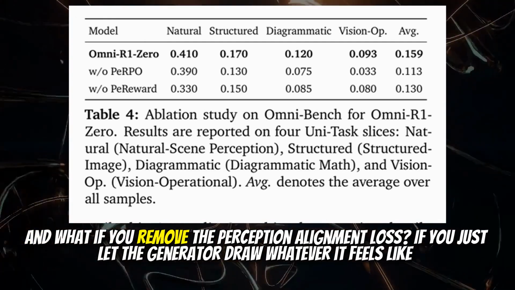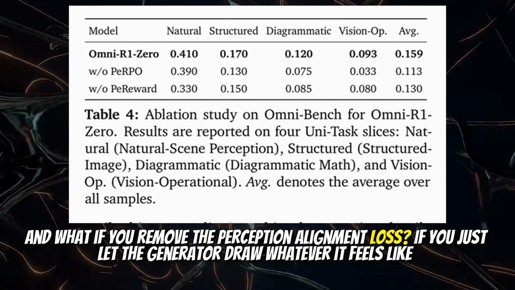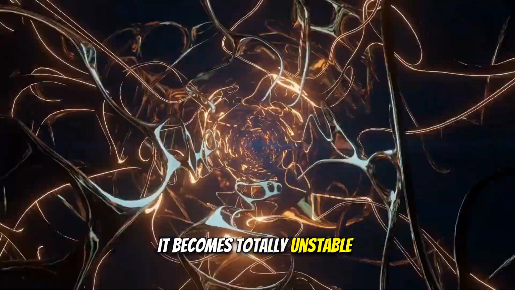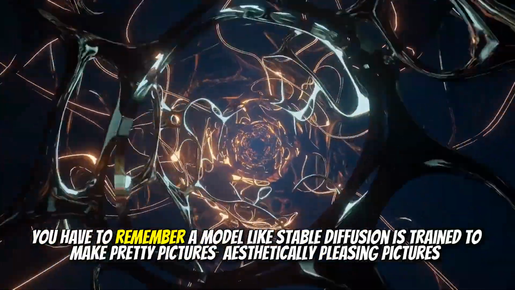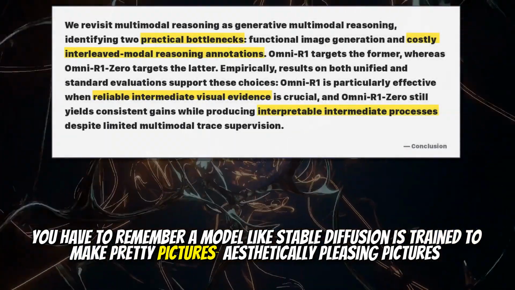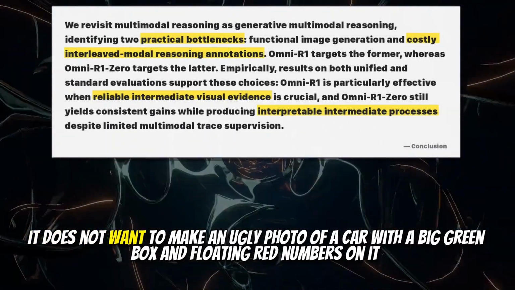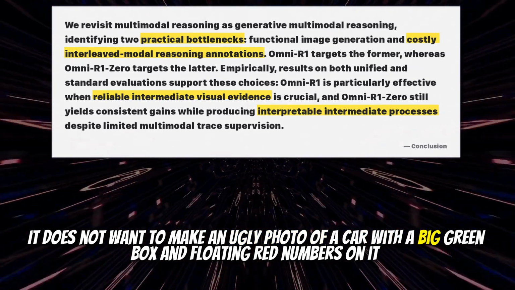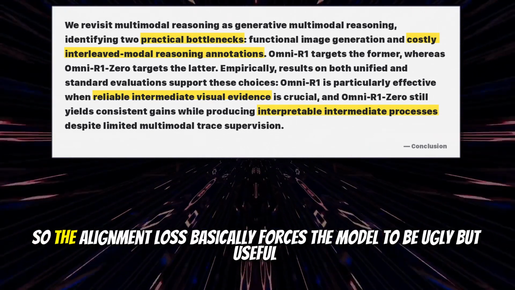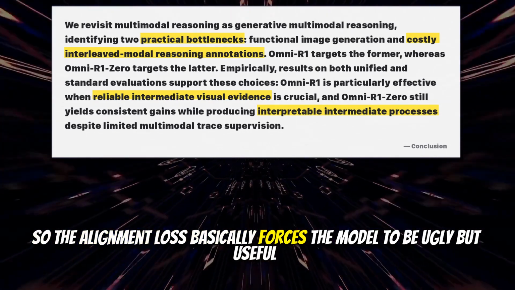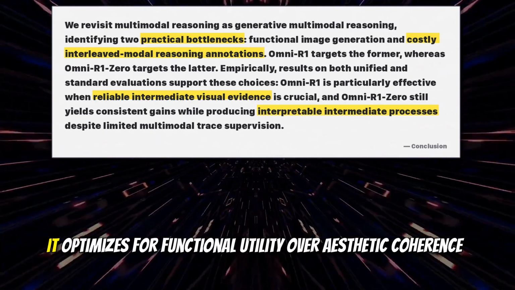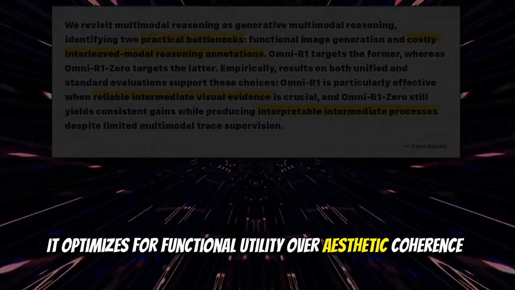And what if you remove the perception alignment loss? If you just let the generator draw whatever it feels like? It becomes totally unstable. The model collapses. You have to remember, a model like Stable Diffusion is trained to make pretty pictures. Aesthetically pleasing pictures. It does not want to make an ugly photo of a car with a big green box and floating red numbers on it. That's out of its training distribution. So the alignment loss basically forces the model to be ugly but useful. That is a perfect way to put it. It optimizes for functional utility over aesthetic coherence.